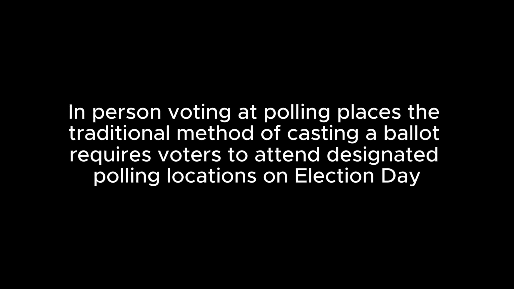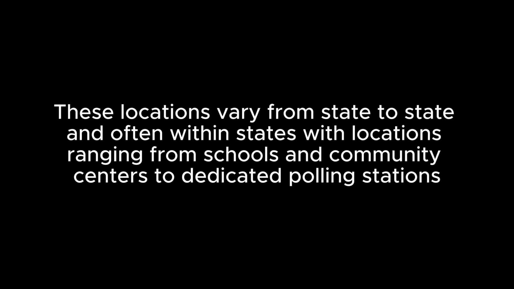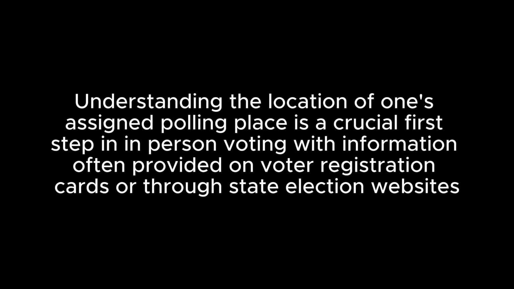In-person voting at polling places, the traditional method of casting a ballot, requires voters to attend designated polling locations on Election Day. These locations vary from state to state and often within states, with locations ranging from schools and community centers to dedicated polling stations. Understanding the location of one's assigned polling place is a crucial first step in in-person voting, with information often provided on voter registration cards or through state election websites. The accessibility of these polling places is a critical factor affecting voter turnout, especially for individuals with disabilities or limited mobility.